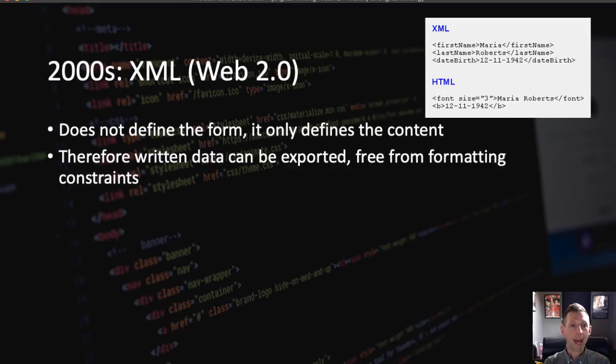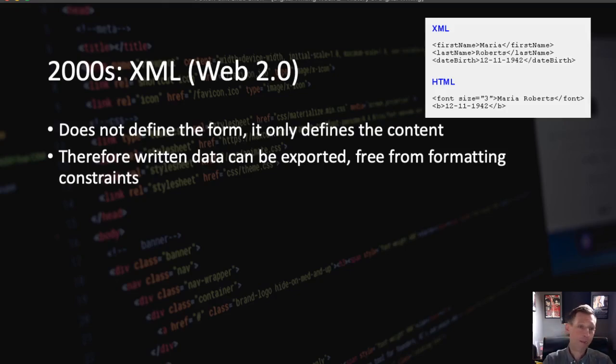And that meant that any kind of written data could be exported free from formatting constraints. So information could be moved across websites and could be seen in different forms. And we saw this in the video as he showed the different blogs that he was following, the anthropology blogs. He had an RSS feed where he was getting all this up-to-the-minute content. But it was formatted very differently to the actual website when you go and click on the link.